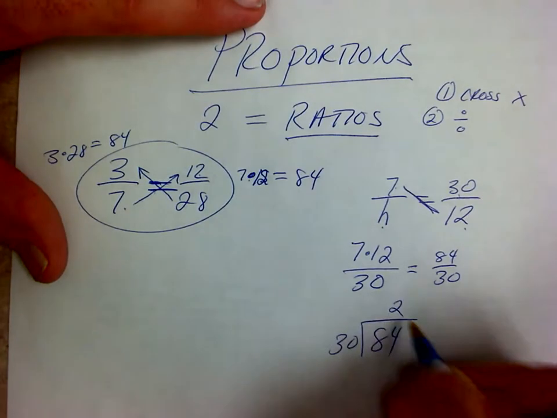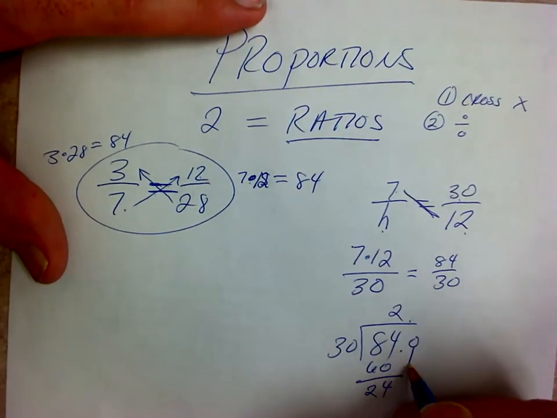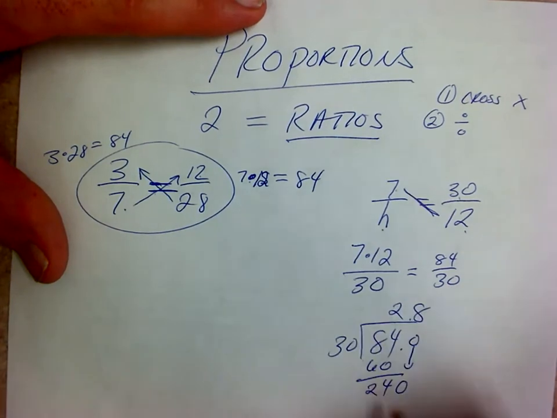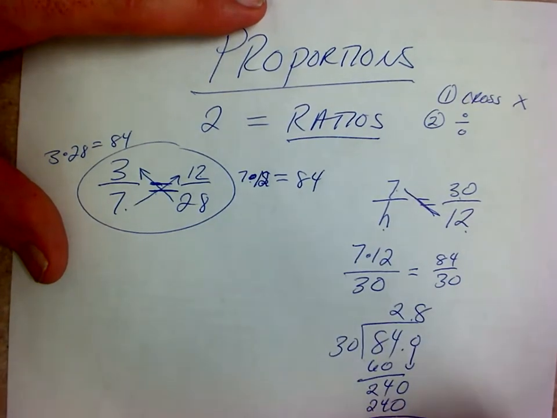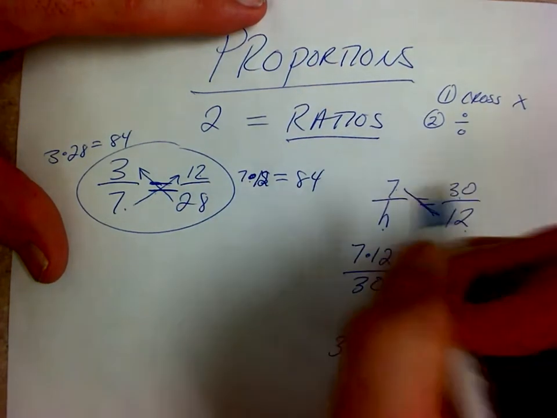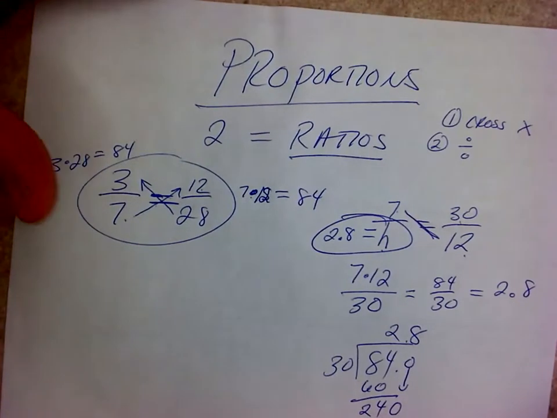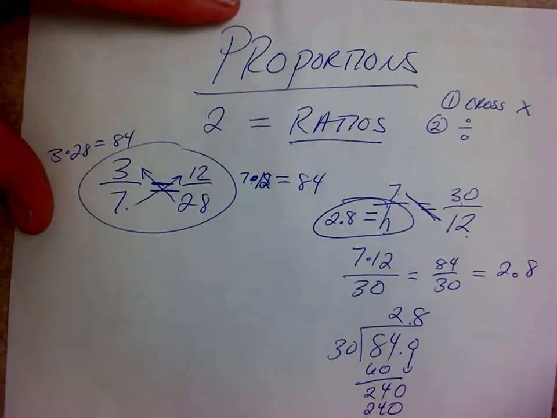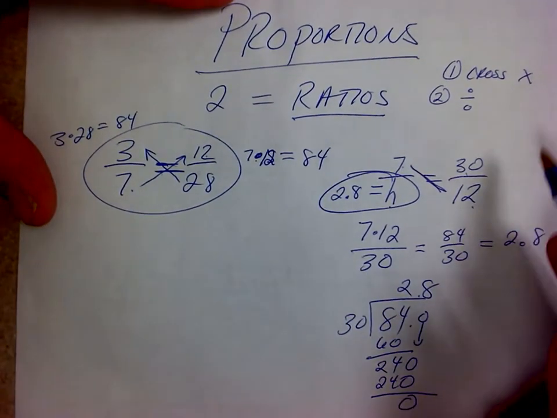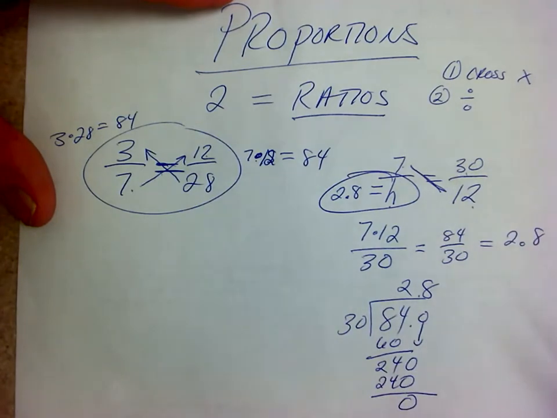Oh, I picked a nice one. 2.8. So our missing value for this proportion is 2.8. Anytime you have a proportion with a missing value, our guidelines are to cross multiply, divide by the remaining value, and that will give you your missing piece.